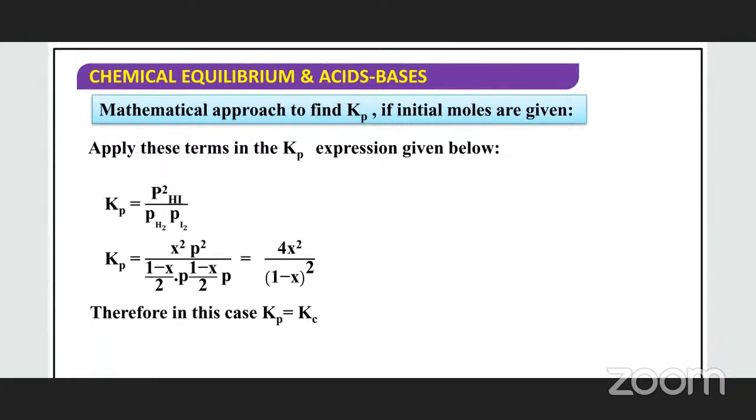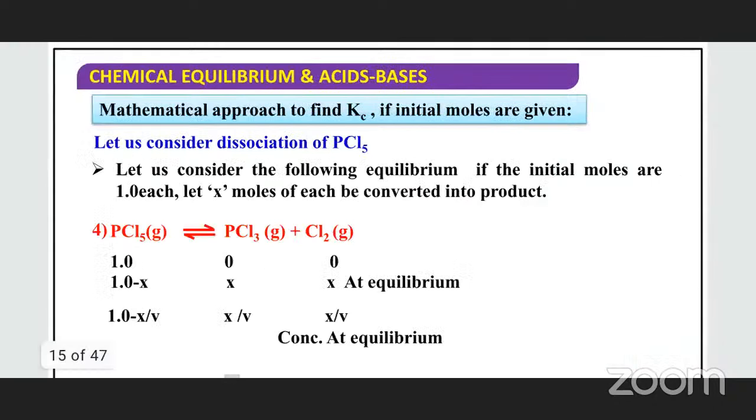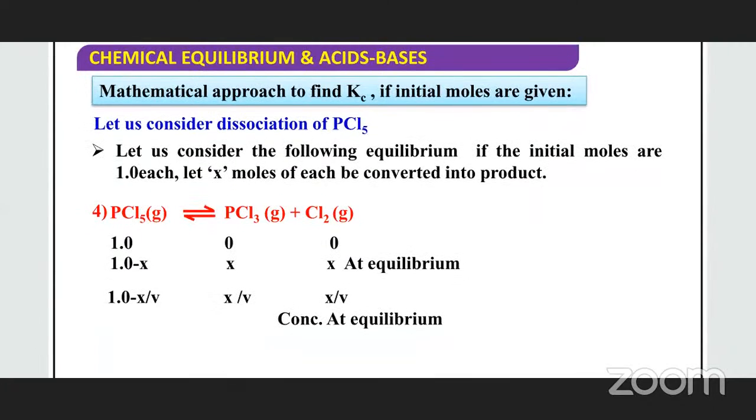Now, prove that Kp is equal to Kc. The mathematical approach to find Kc, if initial moles are given: let us consider dissociation of PCl5. Let us consider the following equilibrium. Okay, student, listen here carefully. If the initial moles are 1 each, let x moles of each be converted into product. So, for example, PCl5 gives rise to PCl3 plus Cl2.